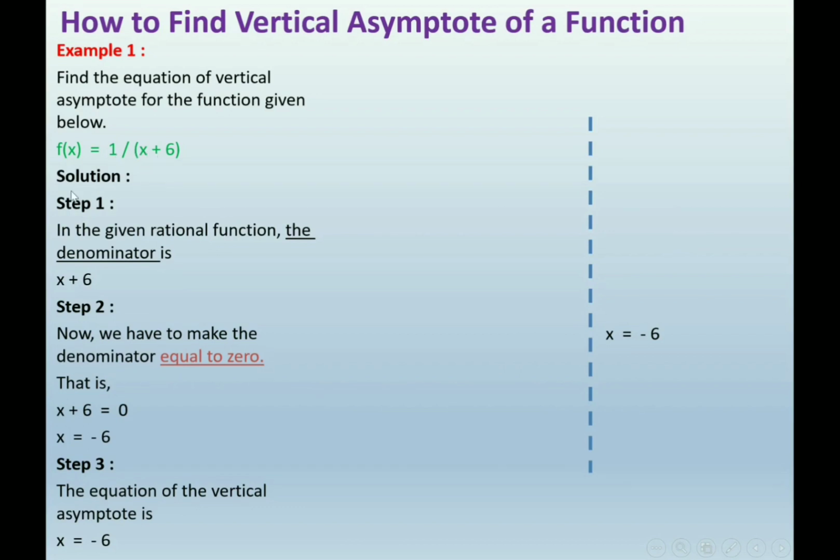The solution: you should equal the denominator to 0. The denominator is x plus 6 equal to 0. Move the 6 from one side to the other by changing its sign from positive to negative to get x equals minus 6. And that will be called the vertical asymptote, which can be drawn in that way.